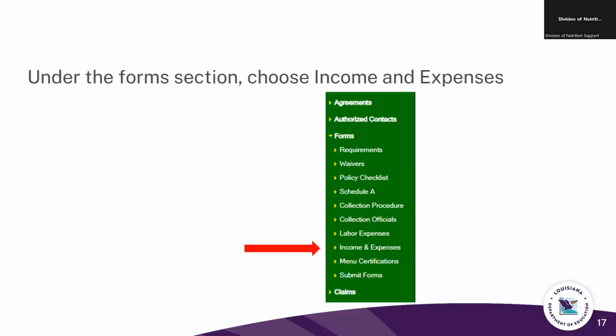The next data you will need to complete the average meal cost is the total expenses from income and expense report for 23-24 school year. To find this, look on the left-hand side of the screen, click on the form section, and then click on income and expense report. And remember, this is your 23-24 information that you're reporting on the 24-25.